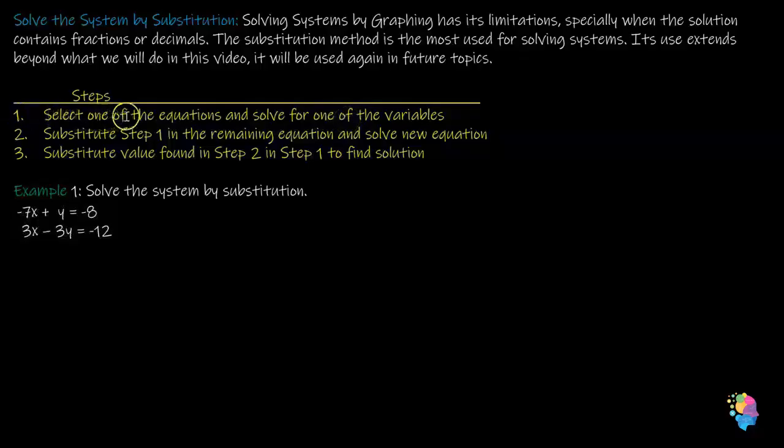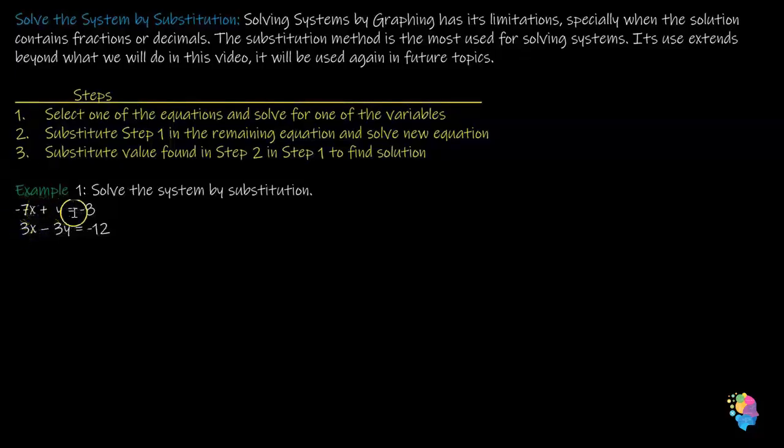Now, once you have completed step 1, then we go to step 2, and that is to substitute what we found in step 1 in the remaining equation and solve that new equation. And finally, when we are finished with step 2, we move to step 3 and substitute the value that we found in step 2 in step 1 to find the final solution. Notice that there's a lot of substitutions. That's why the method is called the substitution method.